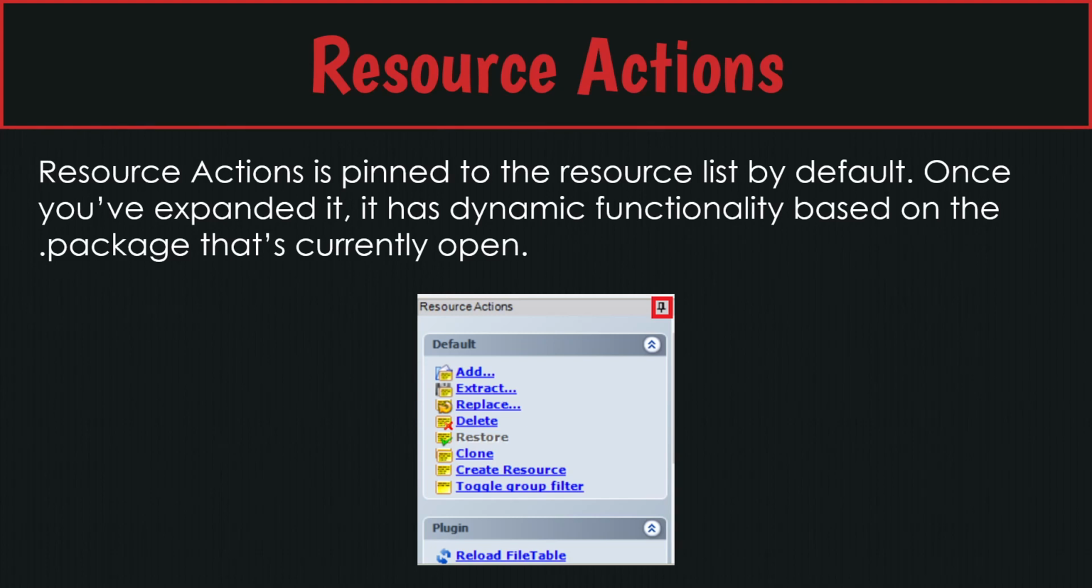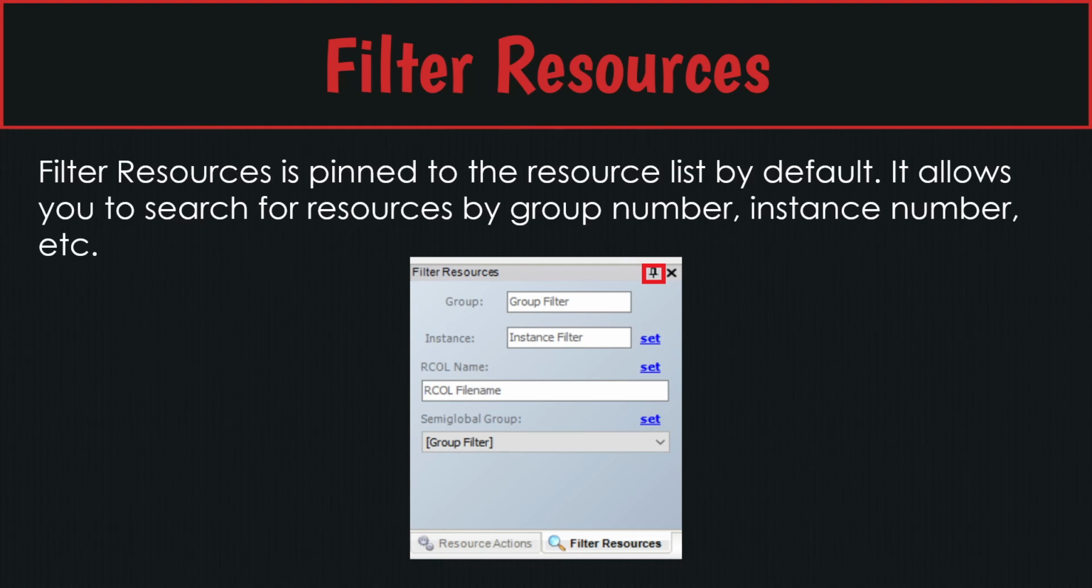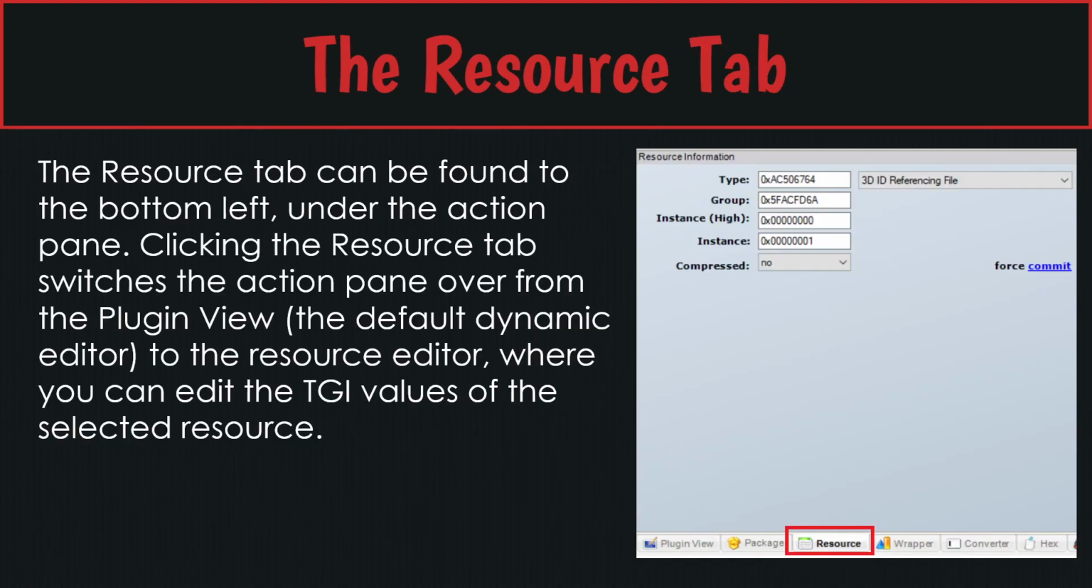So you can expand this panel out, and there are a lot of cool things that you can do with it. Filter resources: if you want to show a specific group or a specific instance of a resource, you can use this one. I honestly don't use it very frequently, but again, it's pinned to the top right part of the resource list.